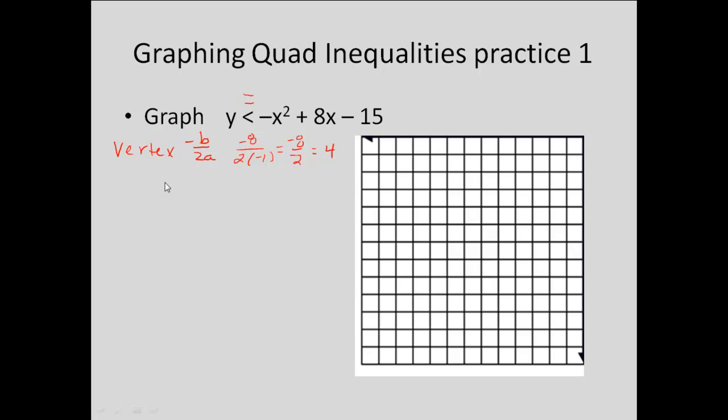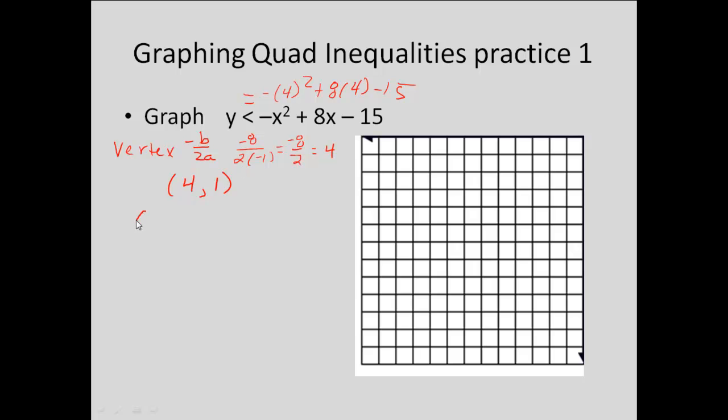my graph. Now to find my y-coordinate, I plug the 4 back into my equation. So when I do that, okay, the 4 squared gives me a 16, but I need the opposite of that, so we're going to have negative 16. And then 8 times 4 gives me a 32, so I'm going to add that. And then I'm going to subtract 15 from it, and I end up getting my y value to be 1. So my vertex is at the point 4, 1.